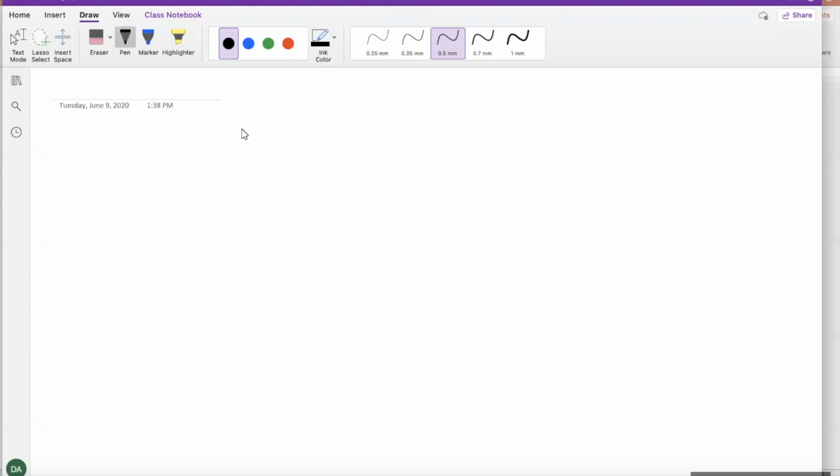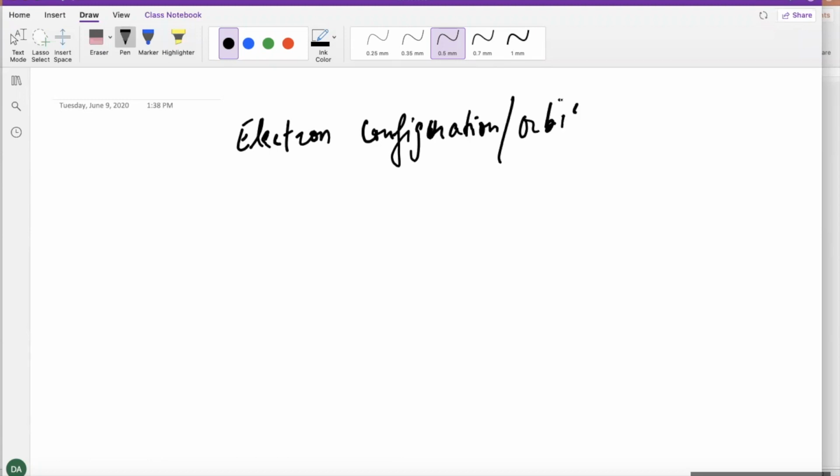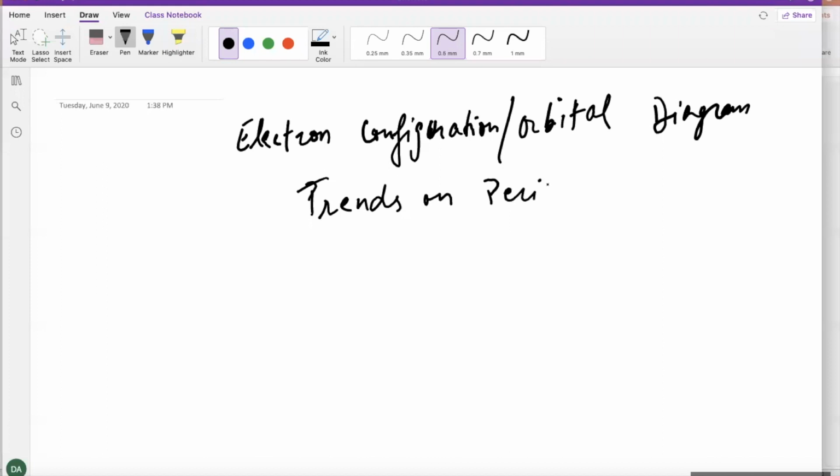So, guys, today we are going to be discussing electron configuration, and then we are going to be discussing orbital diagram, and after that, guys, we're going to talk about some trends on the periodic table, and this includes atomic size, ionization energy, and electron affinity. So, starting with electron configuration, guys.